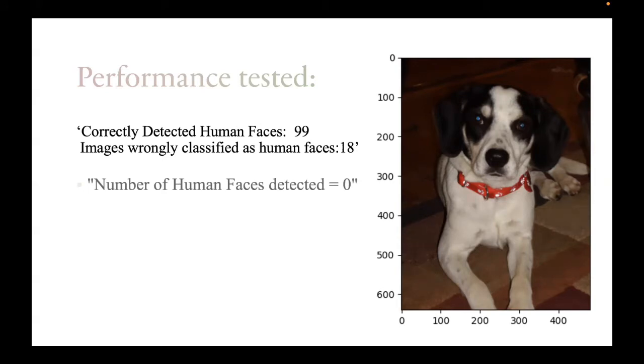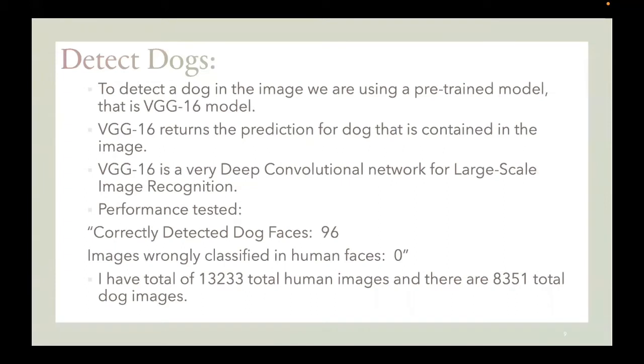Next step is to detect dogs. I am using a pre-trained model to detect dogs. This pre-trained model is VGG16. VGG16 returns the prediction for the dog that is contained in the image. VGG16 is a very deep convolutional network for large-scale image recognition. I have tested the performance as well. The correctly detected dog faces are 99 and none were classified as human faces. I have a total of 13233 human images and 8351 total dog images.